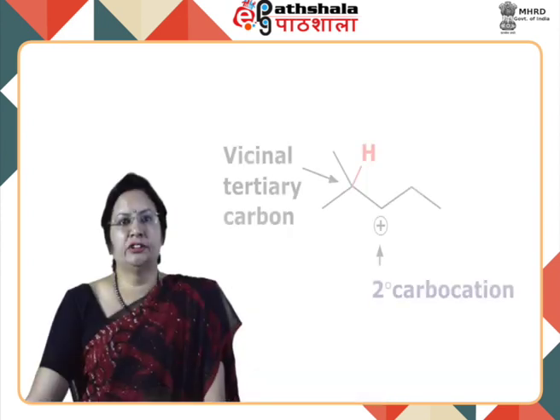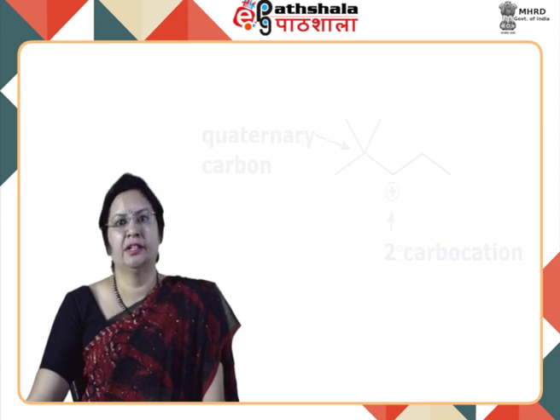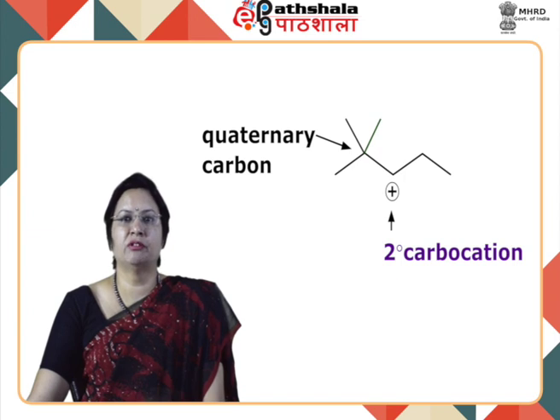So, as you can see here, there is a secondary carbocation and adjacent to it is the vicinal tertiary carbon, and this particular hydrogen can migrate to this carbocation and thereby the carbocation rearrangement can happen from secondary leading to a tertiary carbocation. Similarly, in this particular case the secondary carbocation is vicinal to a quaternary carbon atom and one of these alkyls can shift here, and again this will lead to the formation of a more stable tertiary carbocation.